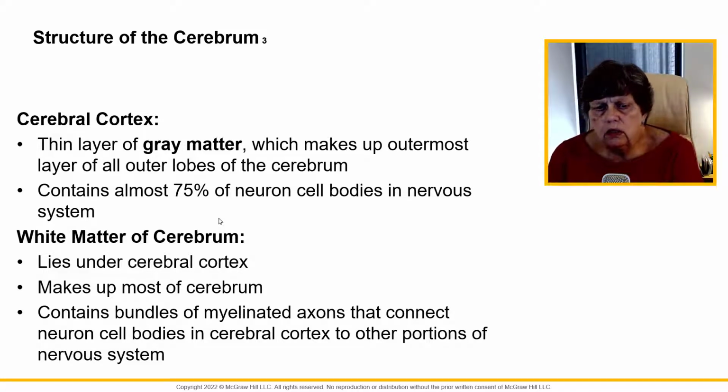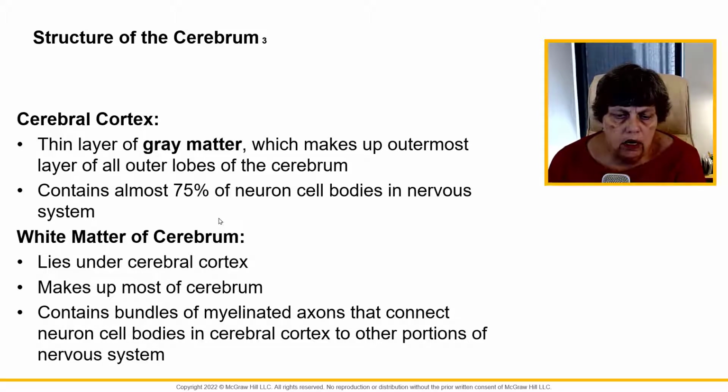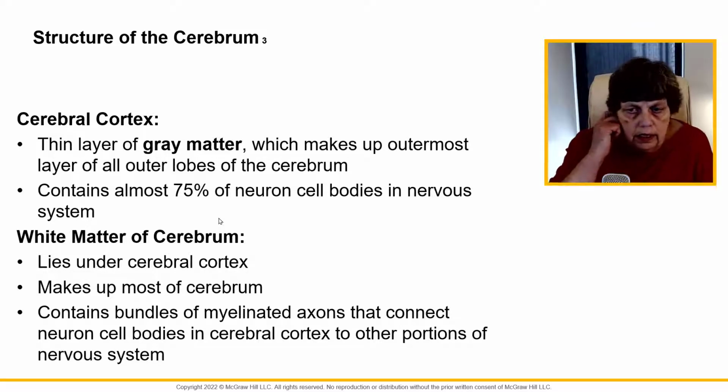When we look at the cortex, this is a little interesting, a little different with the brain. You have a thin layer of gray matter. We talked about gray matter before. That's going to make up the outermost portion of that cerebrum. And then underlying that is white matter. When you get to the spinal cord, it's the exact opposite. The gray matter is inside and the white matter is outer. So just remember that. All right.